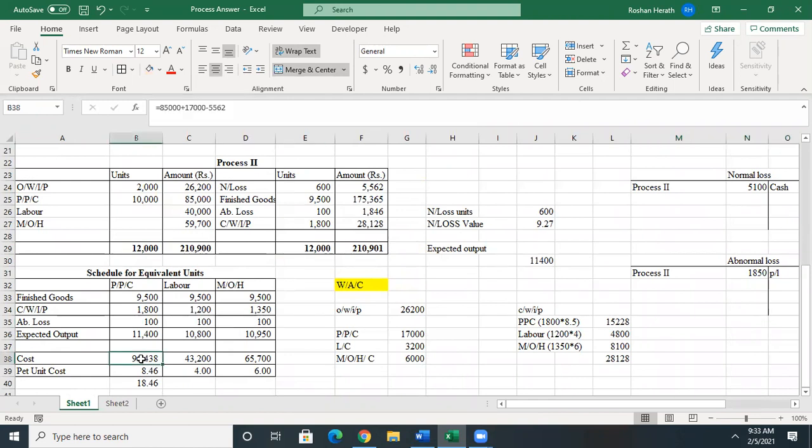Here, the cost is the most important aspect, because it includes the opening WIP cost that you had split among the different cost elements: the previous process cost, labor, and manufacturing overhead. That must be the case.